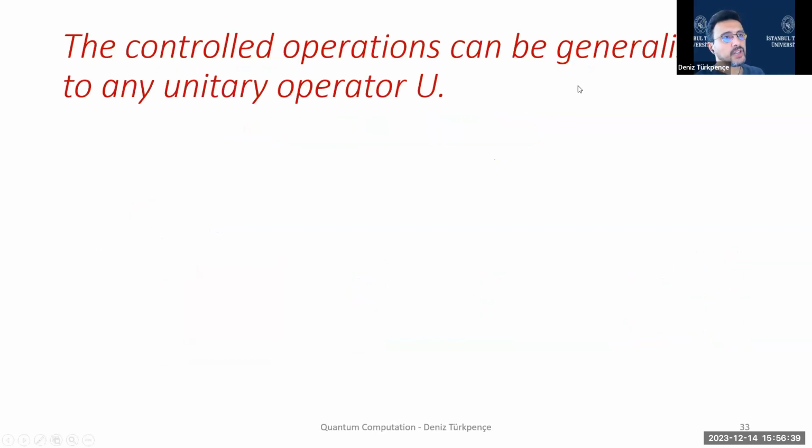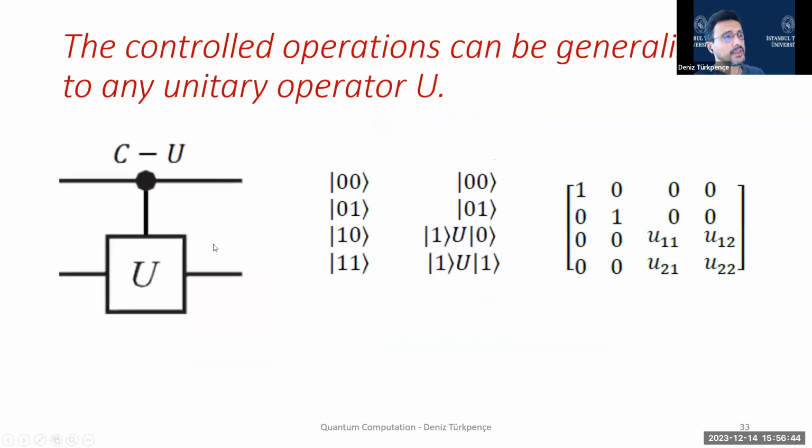The controlled operations can be generalized to any unitary operator U, which means that controlled operations are not necessarily controlled NOT gates. Any controlled operation can be applied for any unitary single-qubit gate. Then, if the control qubit is 1, you apply this U operation to the target state. And what you obtain is this 4 by 4 matrix representation.